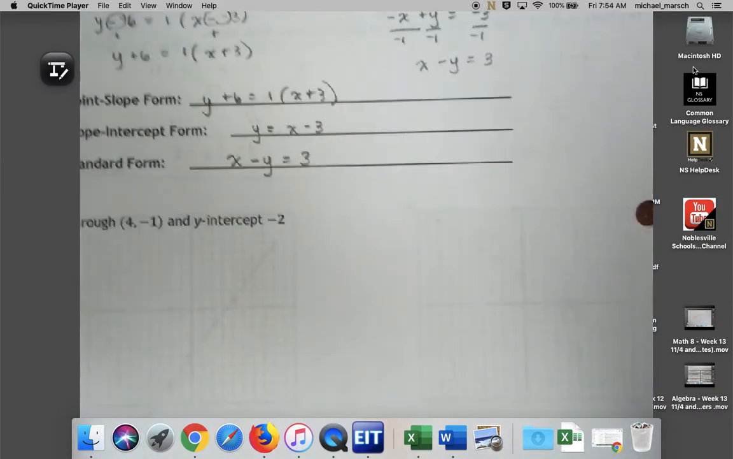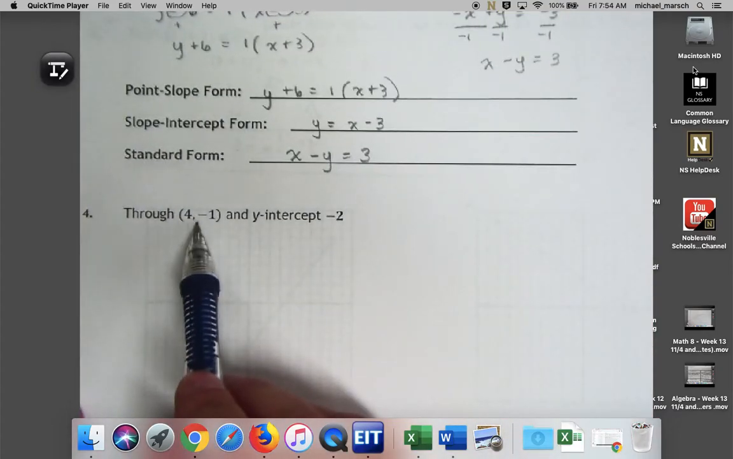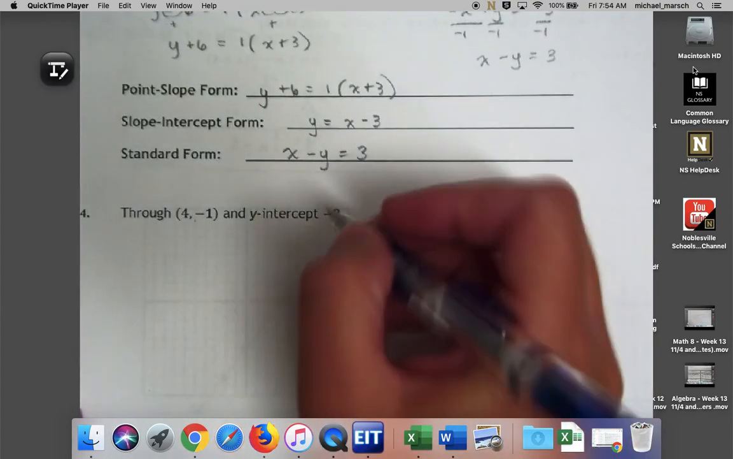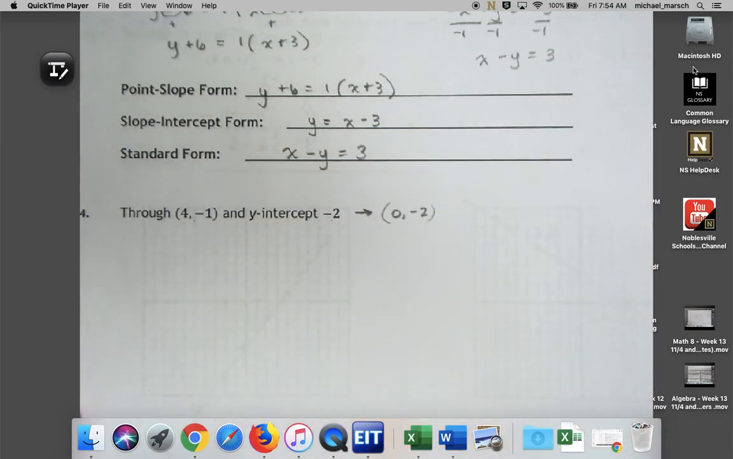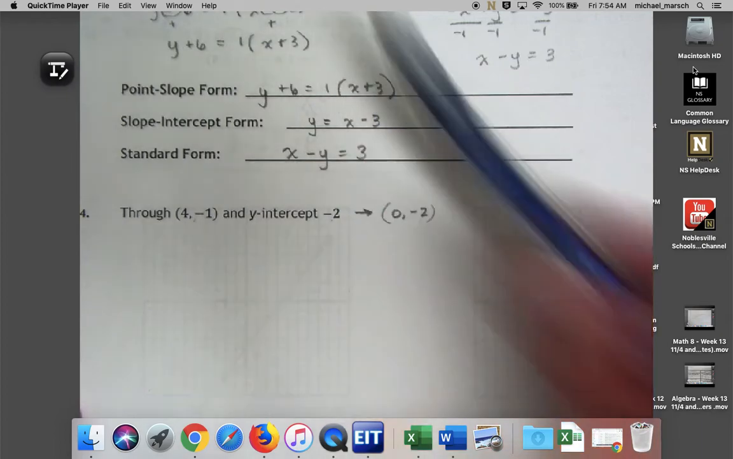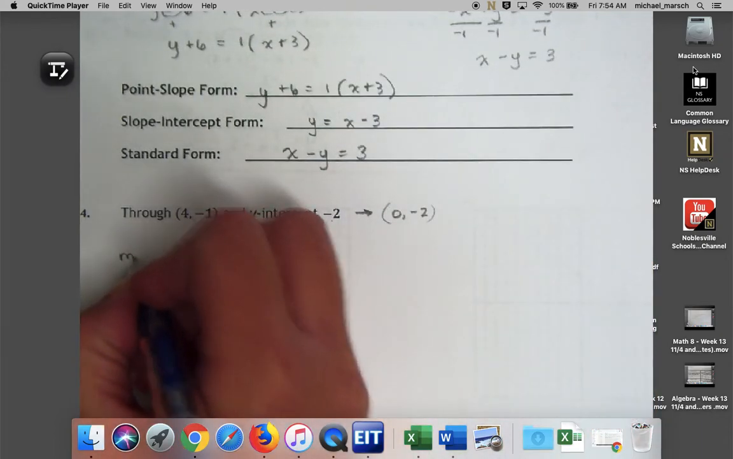All right, this next one, we are doing the same thing. We're given a point and the y-intercept, which seems a little strange, but you all know that the y-intercept is actually the ordered pair (0, negative 2). So what we have is the exact same information given for this number 3 problem. We have two ordered pairs. So let's go ahead and find the slope.